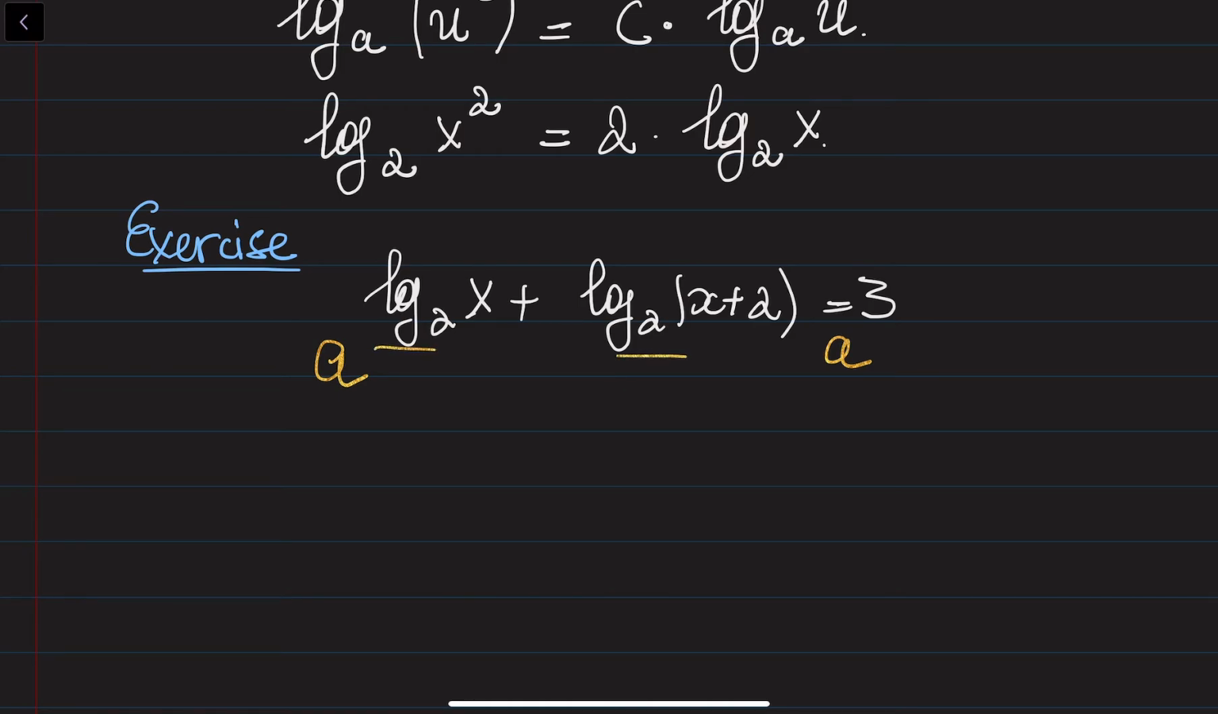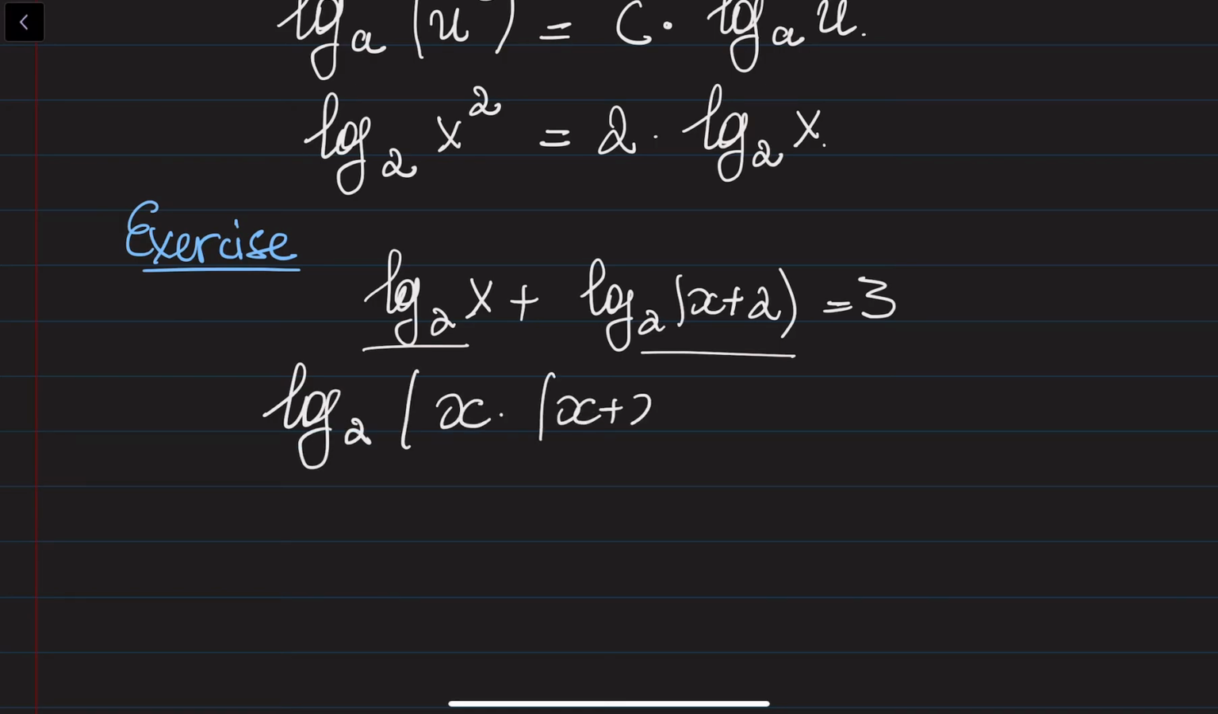In order to cancel out all of the logarithmic functions, we need to combine them together. We can do this using the first property of the logarithms, which tells you that the sum of two logs with the same base is the log of the product of their arguments. So it's going to be the logarithm of base 2 of x times (x plus 2), equal to 3.